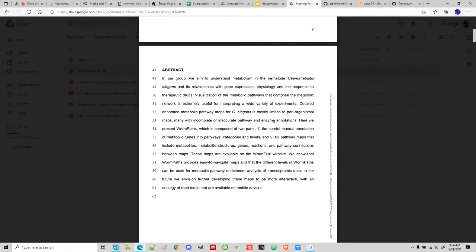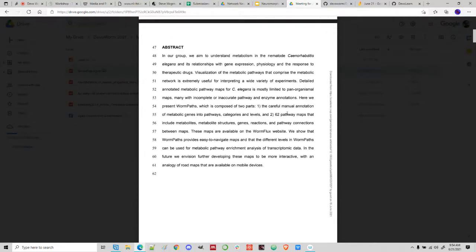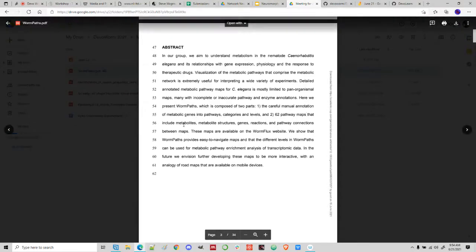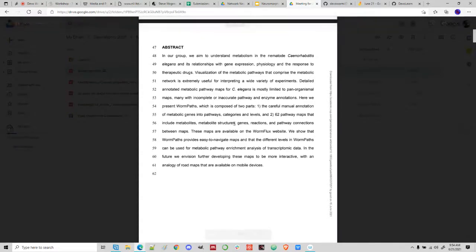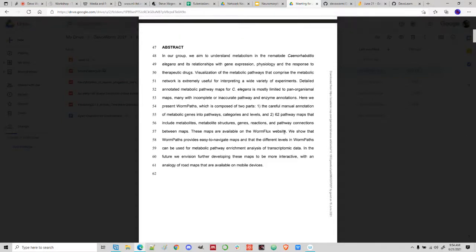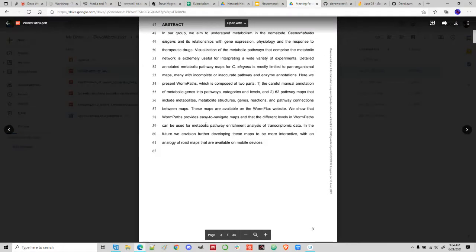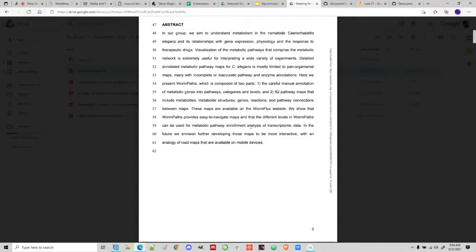So here they present WormPaths, which is composed of two parts: the careful manual annotation of metabolic genes into pathways, categories, and levels, and 62 pathway maps that include metabolites, metabolite structures, genes, reactions, and pathway connections between maps. These maps are available on the WormFlux website. We show that WormPaths provides easy to navigate maps, and that the different levels of WormPaths can be used for metabolic pathway enrichment analysis of transcriptomic data.